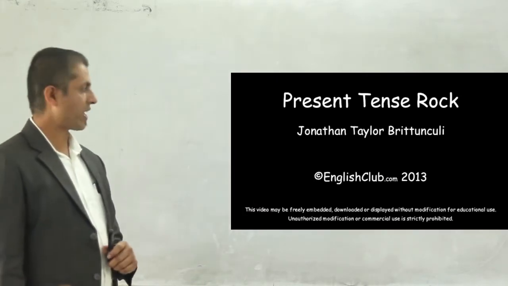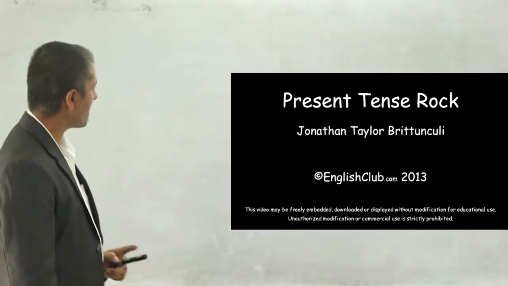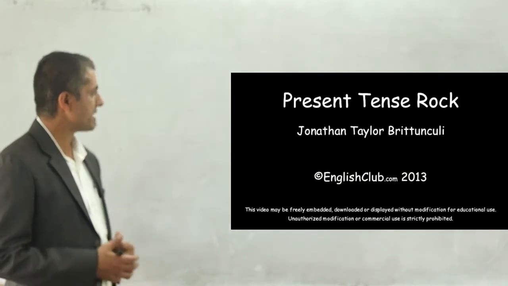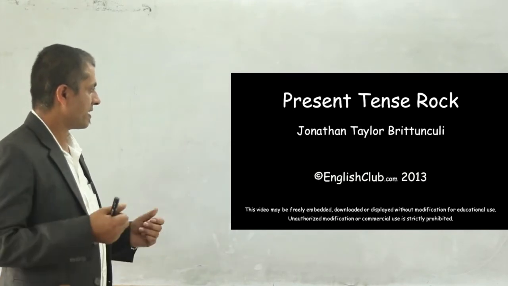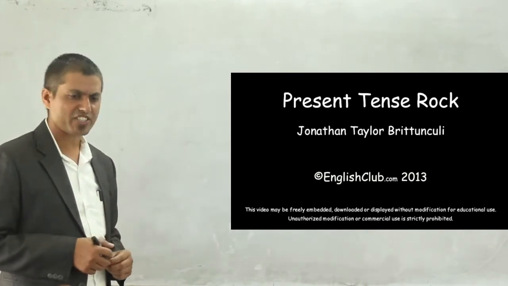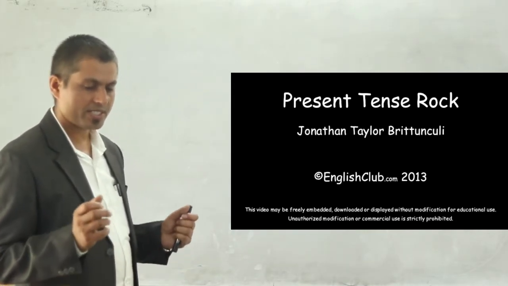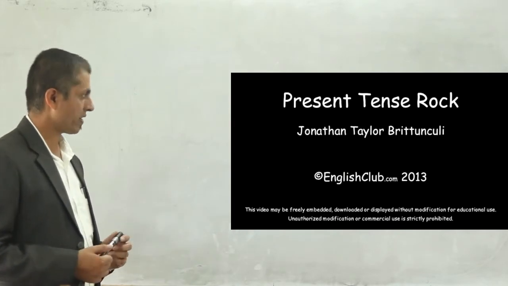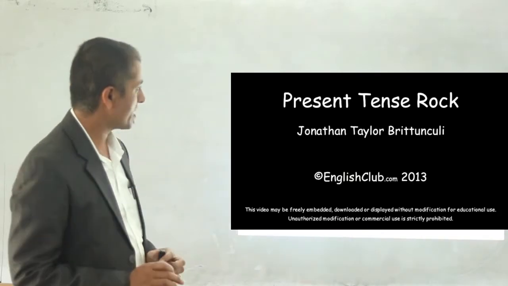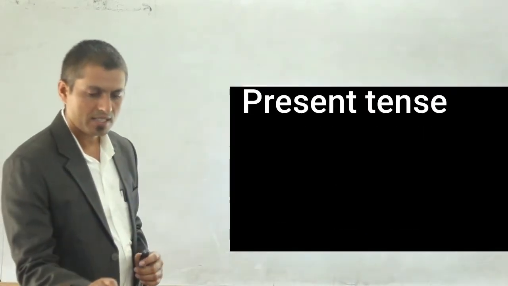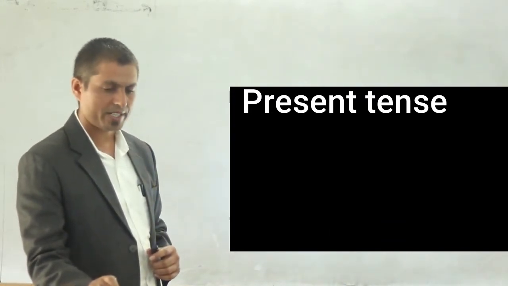Okay, my dear students, as you have heard the song, the song was on the basis of the present tense, right? The song says that there are four aspects of the present tense. You have also seen the example sentences. I hope that you understand the tenses: simple present, present continuous, present perfect, and present perfect continuous.